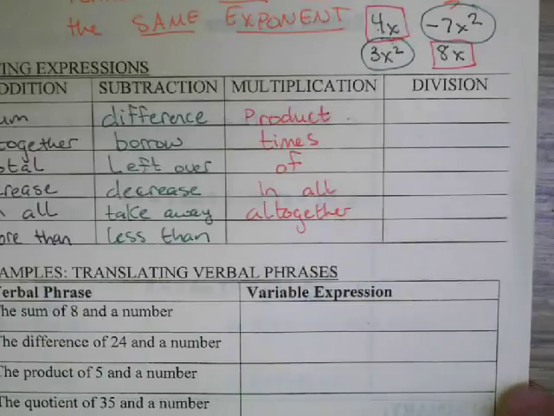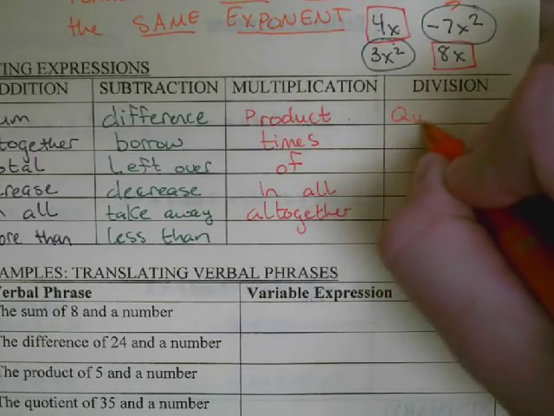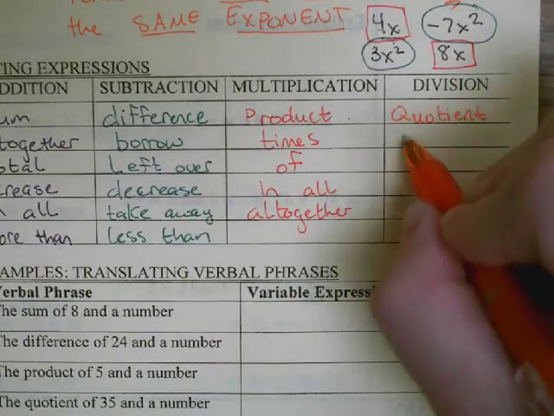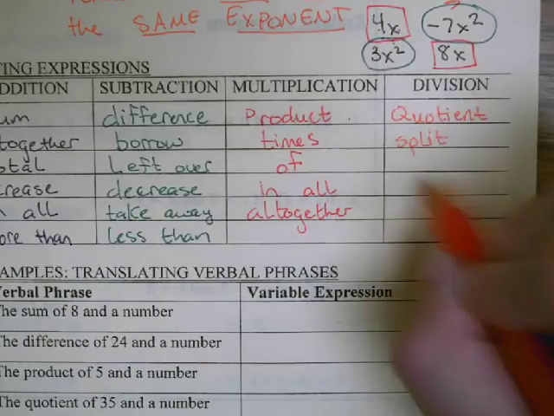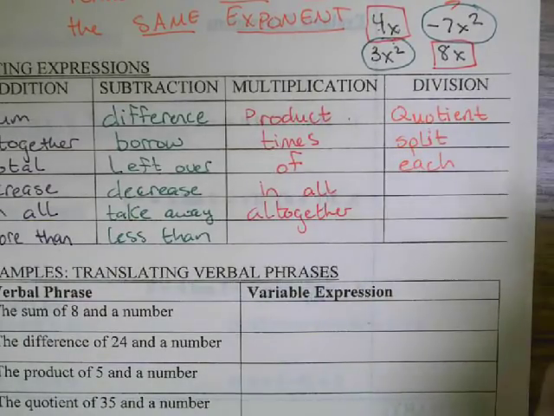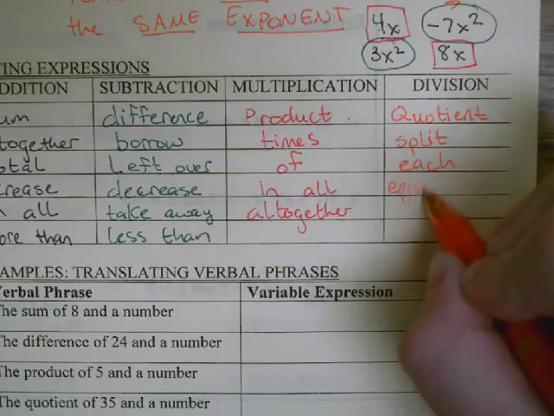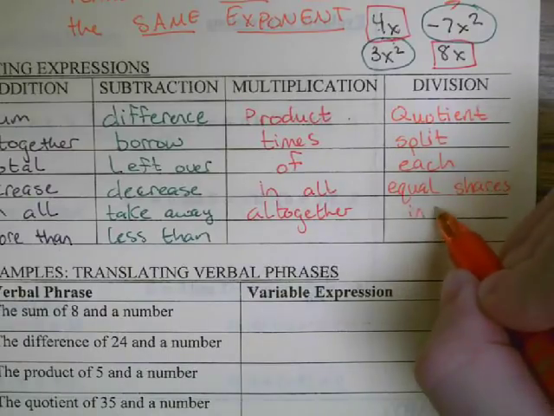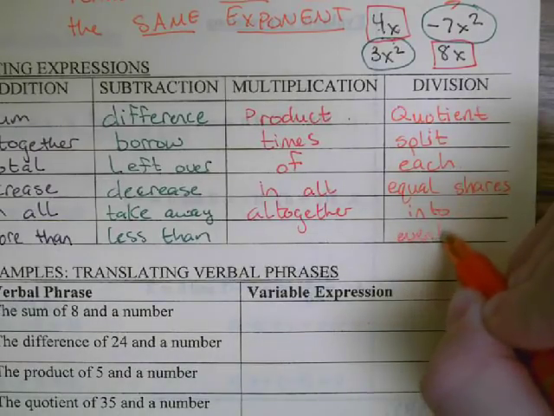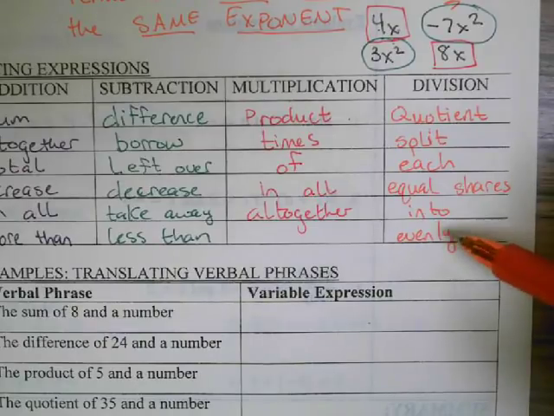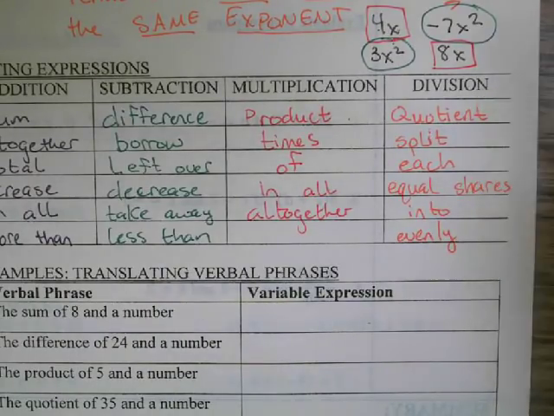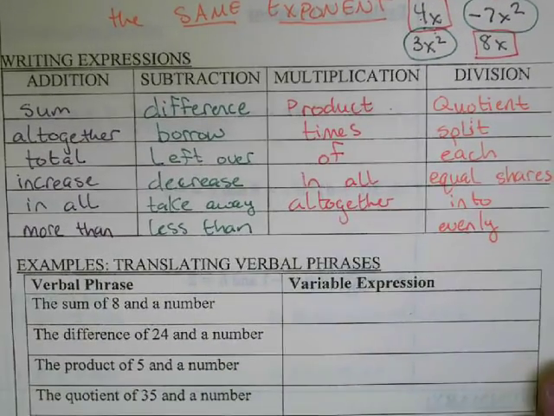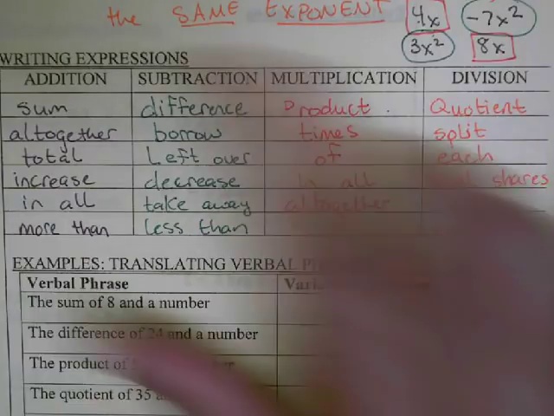And in division, we have quotient, split, each, equal shares, into, and evenly. So if we're splitting something evenly, that means we'll be dividing. So if you want, go ahead and pause right here. That way you can get this whole list down, and then we'll move forward.